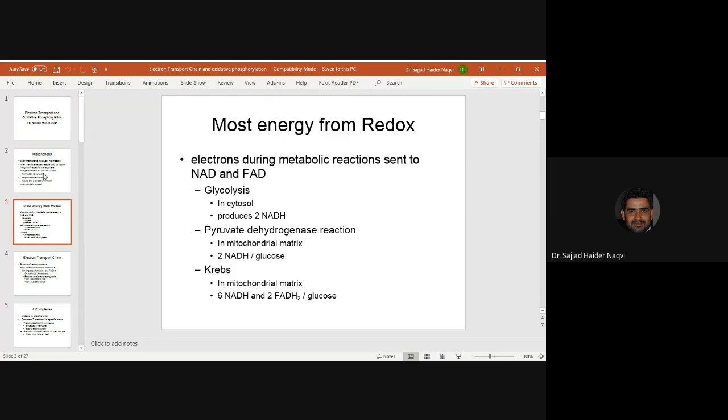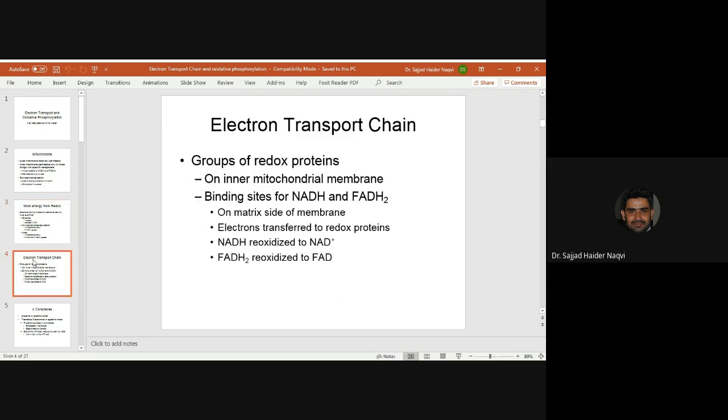And in order to transport them into the mitochondria, you need a mechanism, and that mechanism is called the electron transport chain. So that's what we start now, electron transport chain. Now this electron transport chain is a group of proteins which are embedded in the inner mitochondrial membrane. These group of proteins are called redox proteins.